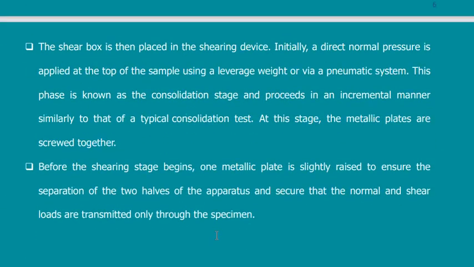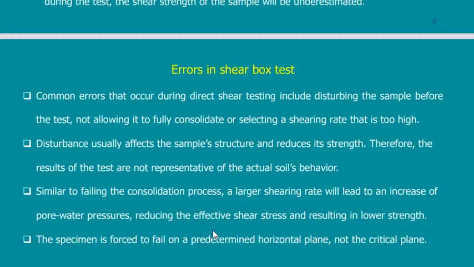So this is the third thing. These are the common errors. We said that the first is the disturbance. The second is not allowing the full consolidation at the start of the sample, or a shearing rate that is too high.